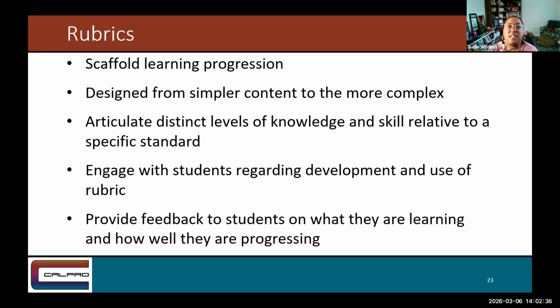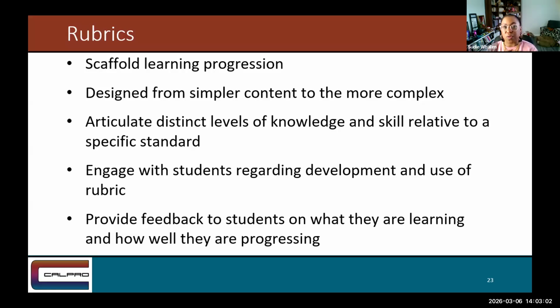It helps us to articulate the distinct levels of knowledge that we expect students to have and skills relevant to the specific standard. We understand that not every student, when we initially assess them, is always going to be at the exact same spot. So rubrics help us understand where each of our students are by assessing it that way. And then the rubrics help us to engage students regarding development and use of the rubric. The students know and can follow that rubric.